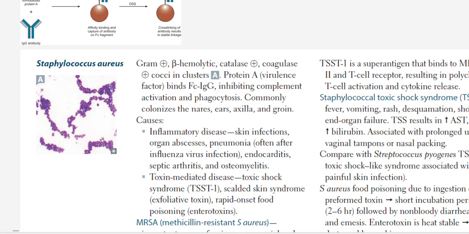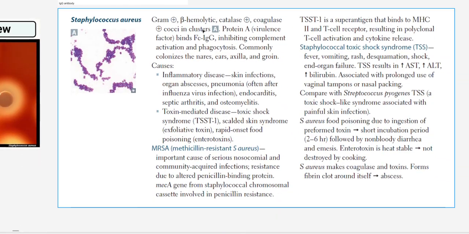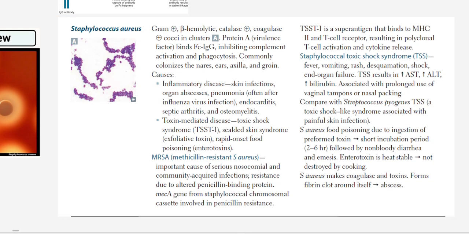I hope I was able to clear that. I took a minute to explain it because this part is important. So because of this Fc IgG portion attachment, it inhibits the complement activation and phagocytosis. Now, it commonly colonizes the nares, ears, axilla, and groin. Causes include inflammatory disease, toxin-mediated disease.